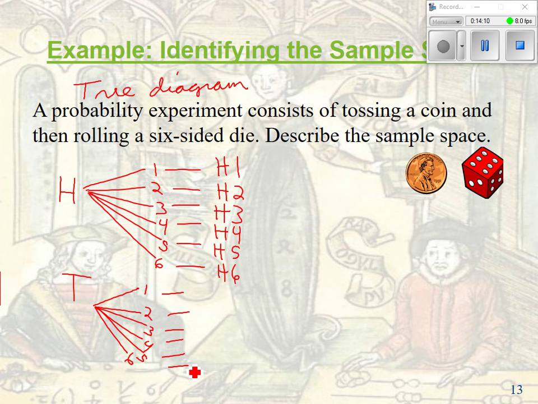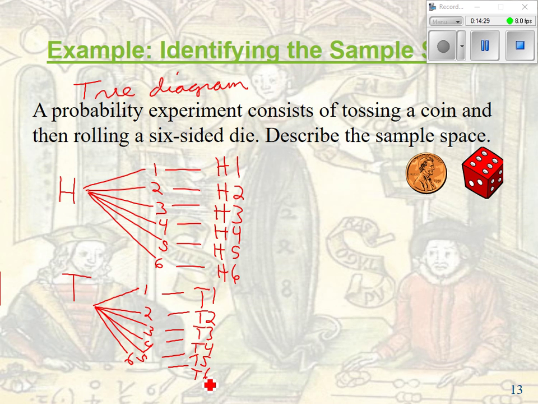How many total are we going to have in our sample space? What's our total possible outcomes? 12. Because we'd still have these, right? T1, T2, T3, T4, T5, T6.